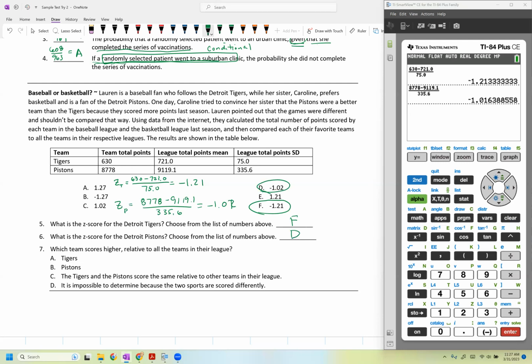And so they're both below average teams. And it just shows that the Tigers are 1.2 standard deviations below average. The Pistons are less bad because they're only about 1 standard deviation below the mean. So which one's higher? And the answer is the Pistons, because their Z-score was greater than the Z-score for the Tigers.